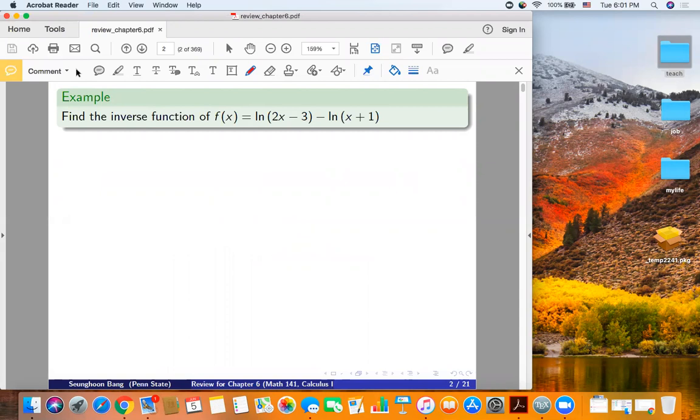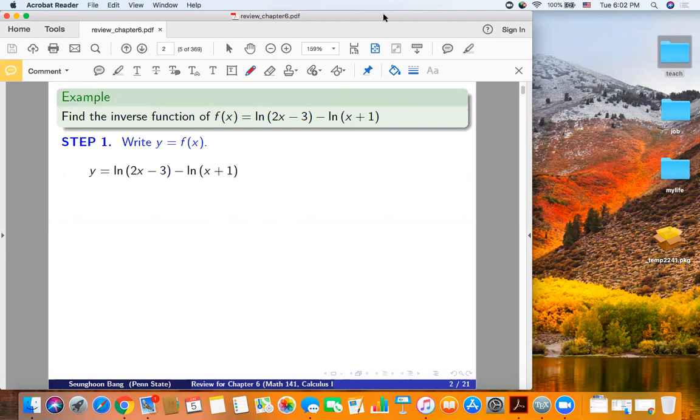So how can you find the inverse function? I want to use algebraic method for solving this problem. We follow 3 steps. I can show to you here. Step 1, you need to write y equals f of x. So you can write y equals ln of 2x minus 3 minus ln of x plus 1. The next, you need to combine this 2 ln to only 1 ln.